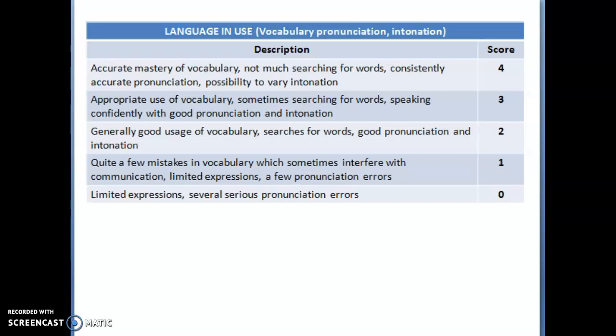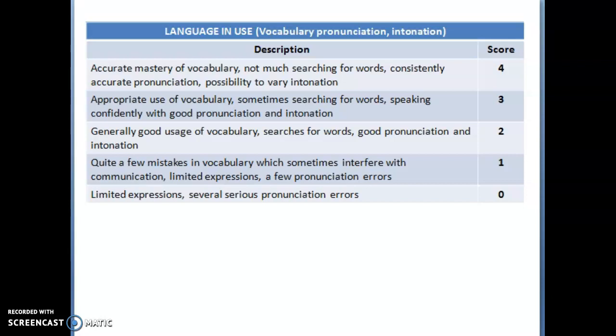The last aspect is vocabulary, pronunciation, and intonation. Accurate mastery of vocabulary, not much searching for words, consistently accurate pronunciation, possibility to vary intonation, score 4. Appropriate use of vocabulary, sometimes searching for words, speaking confidently with good pronunciation and intonation, score 3.